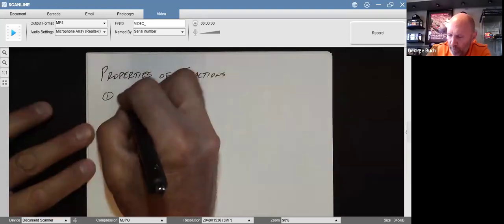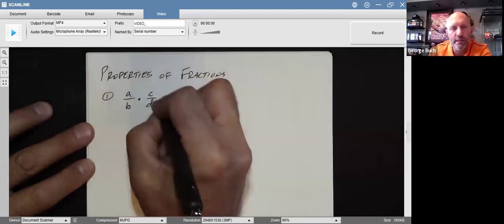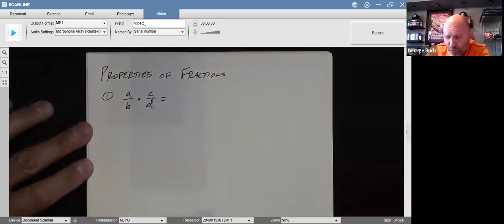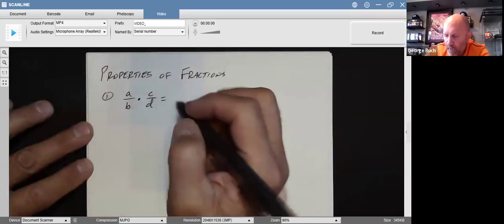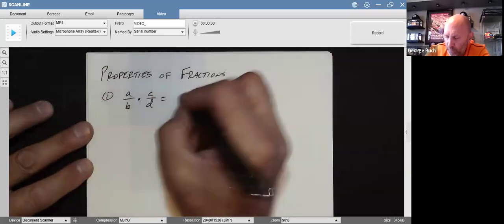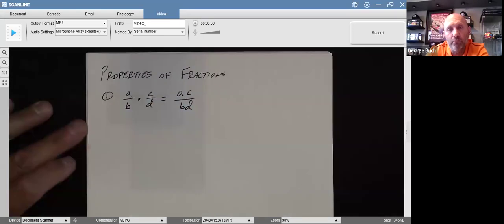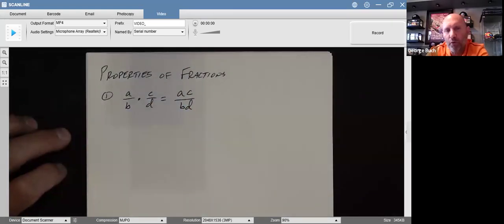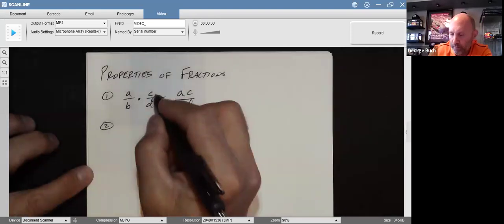So if, for example, I have A over B times C over D, assuming I can't simplify this at all first, and we'll talk about simplifying in a minute, I'm just going to multiply the numerators and multiply the denominators. So that's it. Don't make it more complicated. Just multiply what's on top, multiply what's on bottom. And again, we call this numerator and denominator.